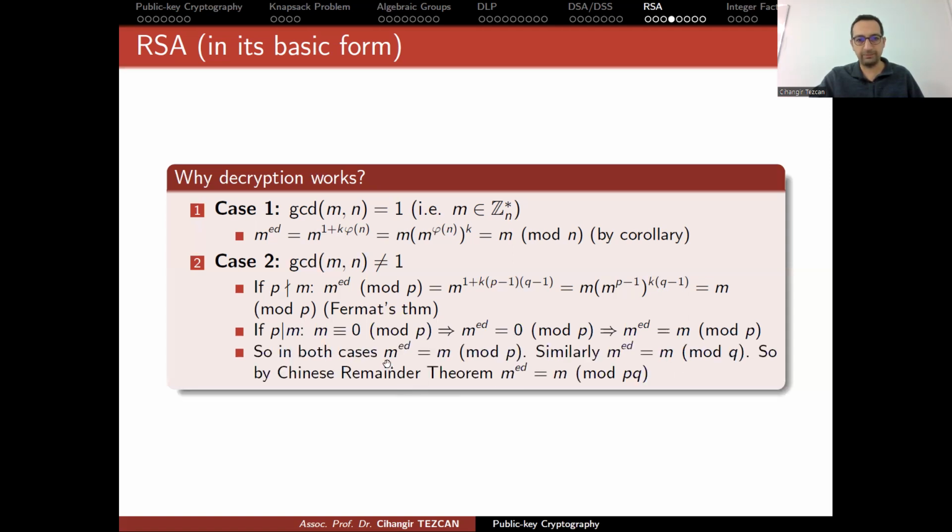So in both cases, m to the power ed equals m modulo p. Similarly, the same proof applies for m to the power ed modulo q. So by Chinese remainder theorem, m to the power ed is equal to m modulo p times q, which is n in our scenario, right? All right, so this is why it works. I may have given it in very simple sentences, but the idea is that Fermat's theorem and the corollary allow us to have this decryption.